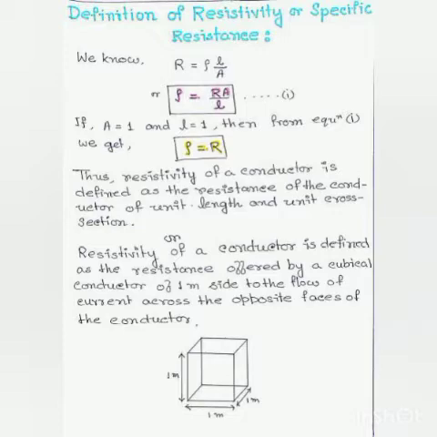Also, resistivity of a conductor is defined as the resistance offered by a cubical conductor of 1 meter side to the flow of current across the opposite faces of the conductor. Now, if we consider a cubical conductor with each face's unit length, then if current flows from one face to another face, what will be the resistance offered by the cubical conductor? That will be equal to the resistivity of the conductor.